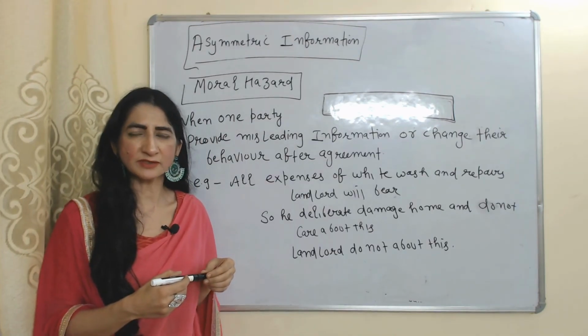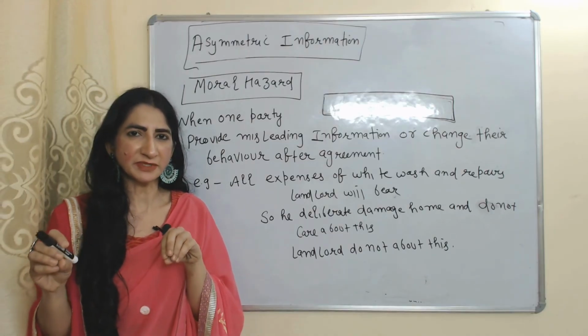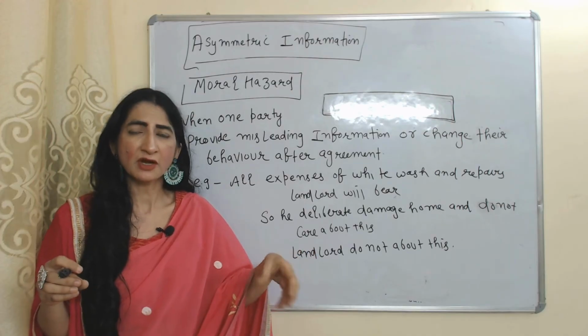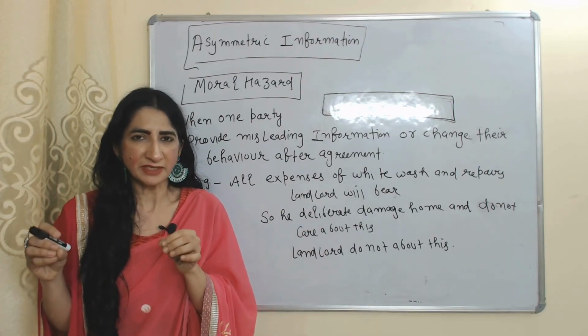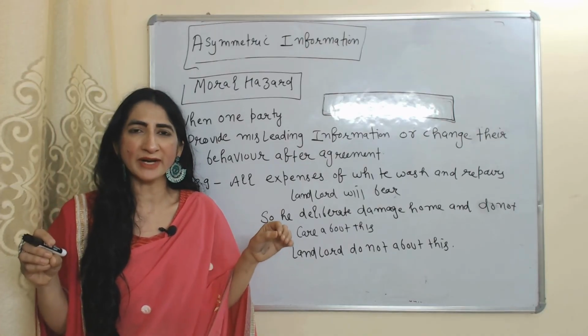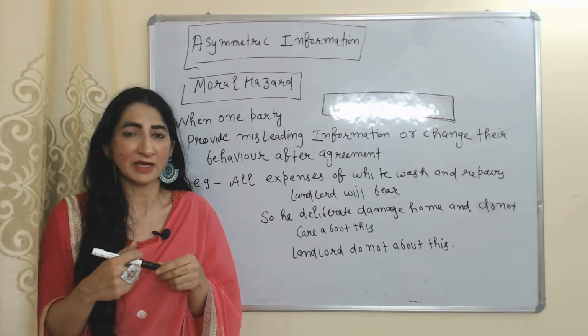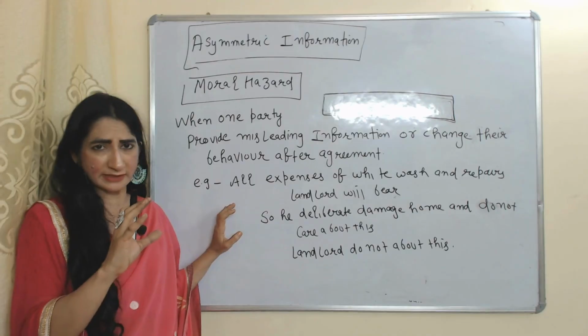Second consequence of asymmetric information is moral hazard. Moral hazard means when one party provides misleading information or changes their behavior after agreement. But this is morally wrong. We will clearly understand with the help of one example.